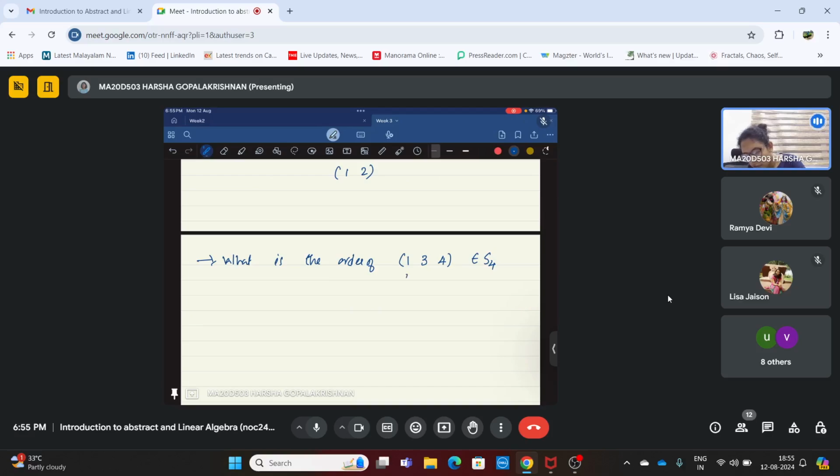So what is this element actually? 1 going to 3, 3 going to 4, and 4 going to 1, and 2 is going to 2 only, because there is no mention of 2 in this cycle, right? So whatever is not mentioned is fixed. Okay, so from this cycle itself you can say very quickly what is the order of this particular element.